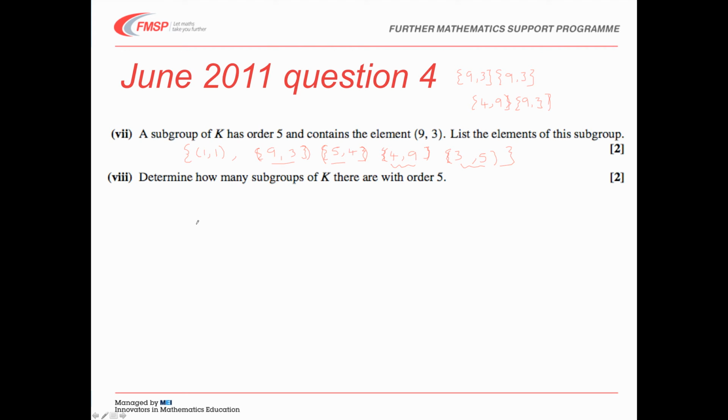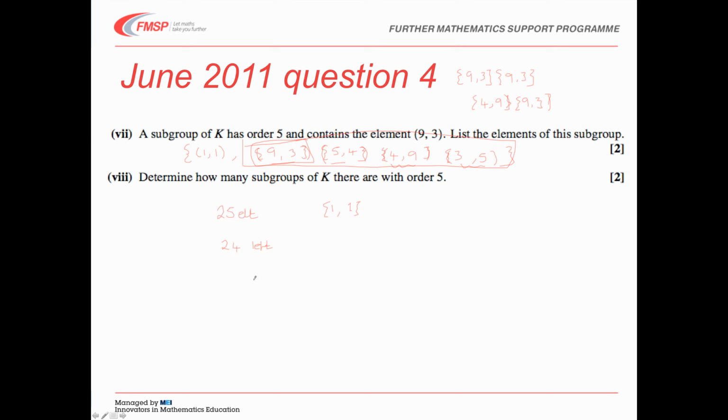And determine how many subgroups of K there are with order 5. Now, we know that K has 25 elements, because it says that. One of them is 1, 1, which leaves 24 left. Now, because they're all cyclic and all the elements have got order 5, that means that if we take any element, it's going to be in a subgroup with 3 other elements, so there's going to be 4 of them together, plus the identity, that make up a subgroup.